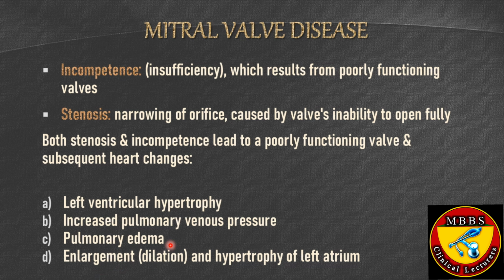If the left ventricle is working hard for a longer period of time and the problem is not fixed, then continuous overworkload will lead to hypertrophy, meaning an increase in the size of the left atrium and left ventricle. So enlargement or dilatation and hypertrophy of the left atrium and left ventricle. This will lead to hypertrophy of the left atrium, because this is stenosis of the mitral valve, not the pulmonary valve, right?